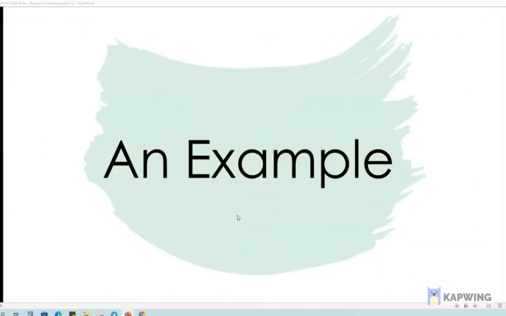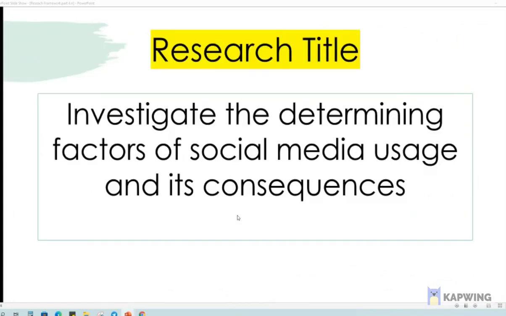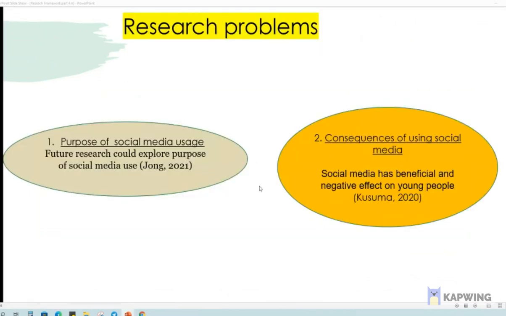Let me give one example, right? Your research title is to investigate the determining factors of social media usage and its consequences. Whereas the research problem is you want to find out, because past researchers have recommended that future researchers look into it, what are the most important factors that will impact social media usage? Again, another research problem is that they are not sure what the consequences of social media usage are, right?